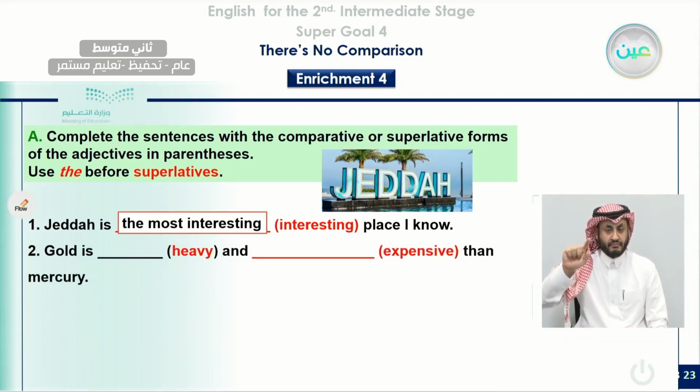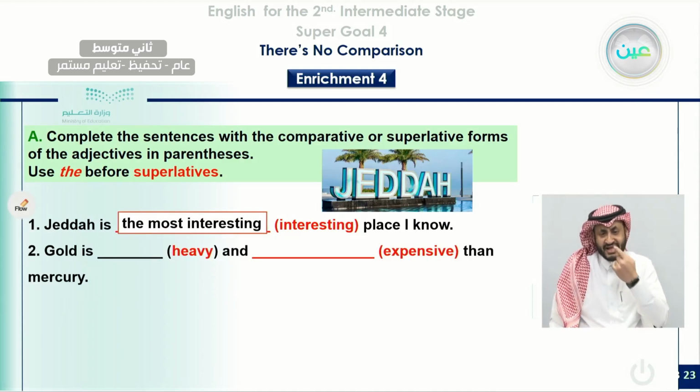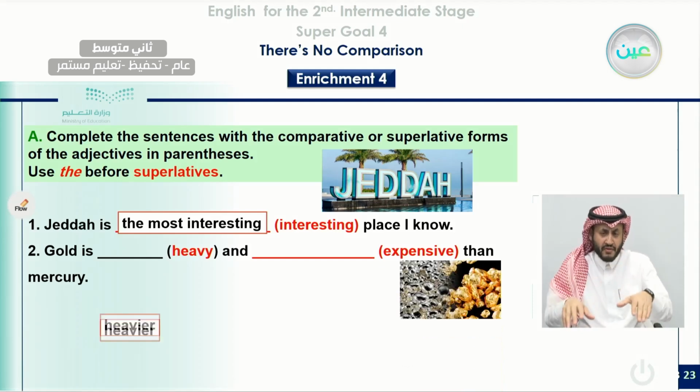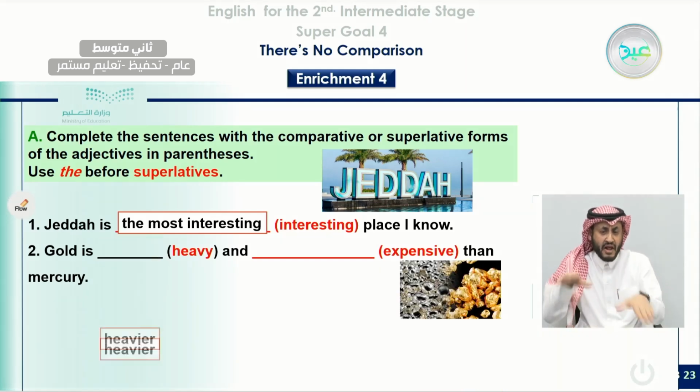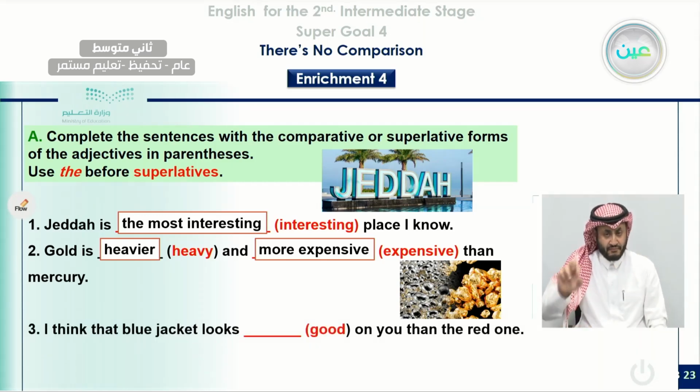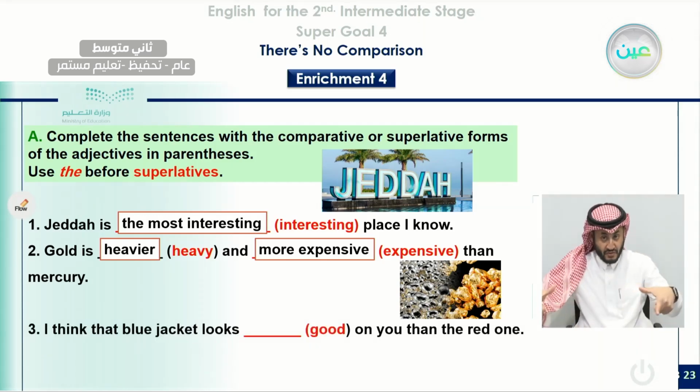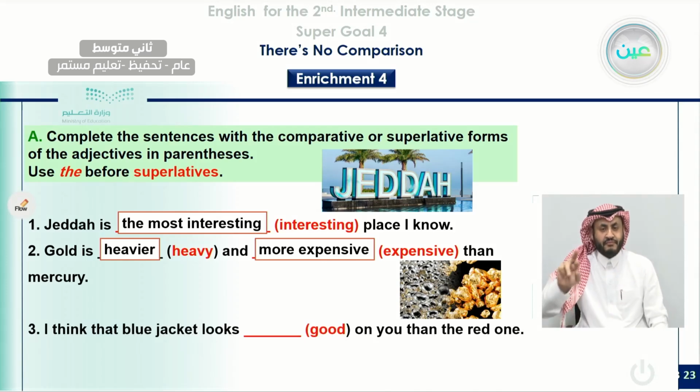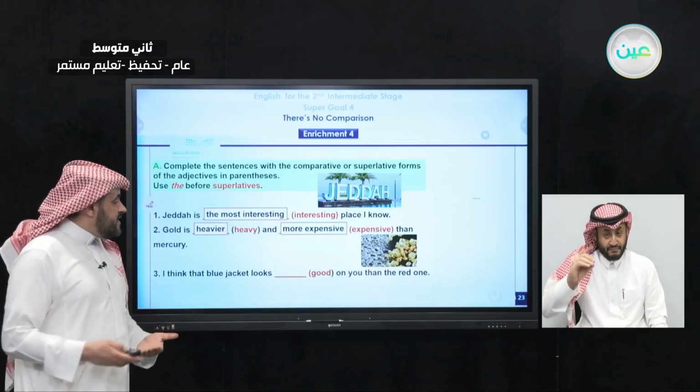But here we have heavy, okay, and we are going to compare gold to mercury. This is mercury and gold. You see, we can say gold is heavier than mercury, or we can say also gold is more expensive, because expensive here is a long adjective. And we have some irregular adjectives as we studied before in unit 3. The adjective good here, we can say the best.